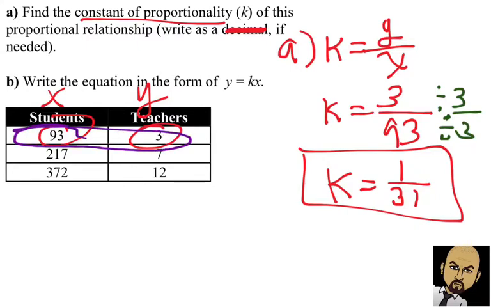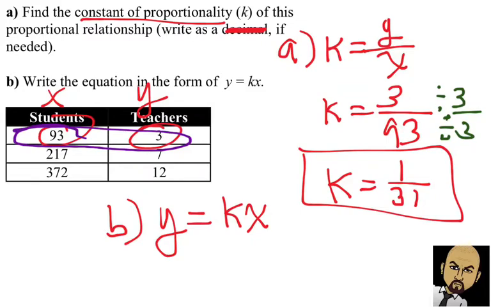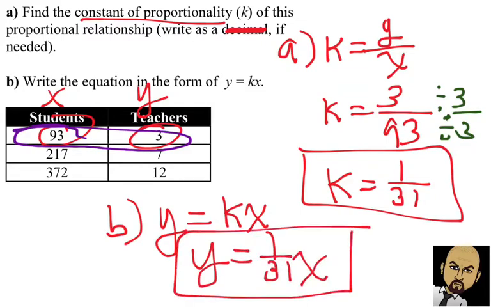And now we're going to substitute into the equation y is equal to the constant of proportionality times x, and substitute our constant of proportionality, which is 1/31. And so our equation is y is equal to 1/31 times x. And if you look at the table, 1/31 times 217, when you multiply it, you end up with 7.